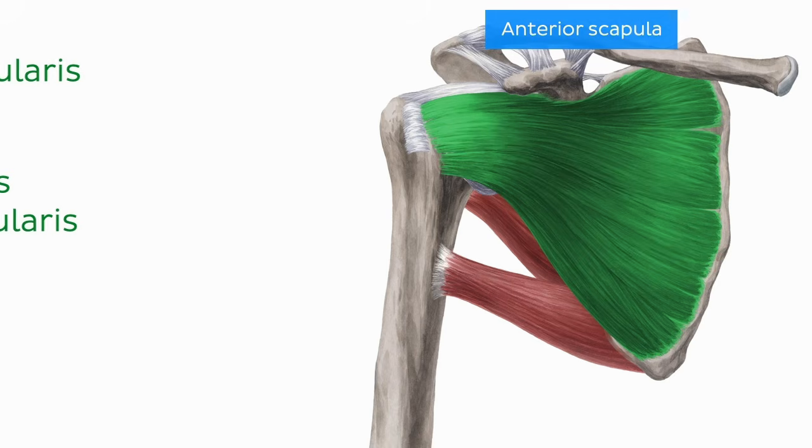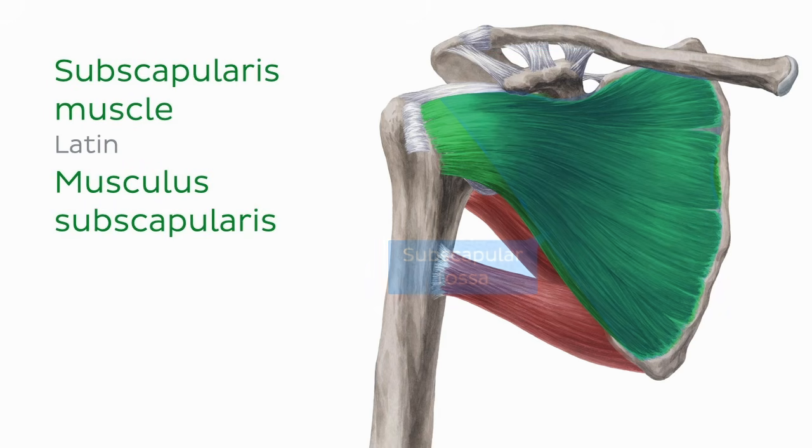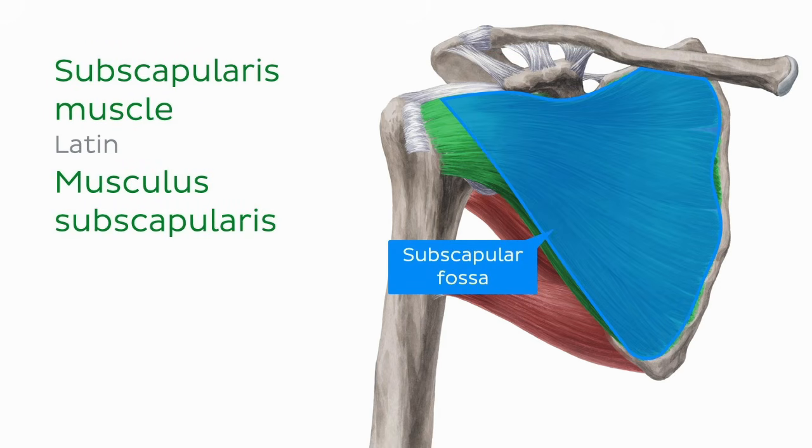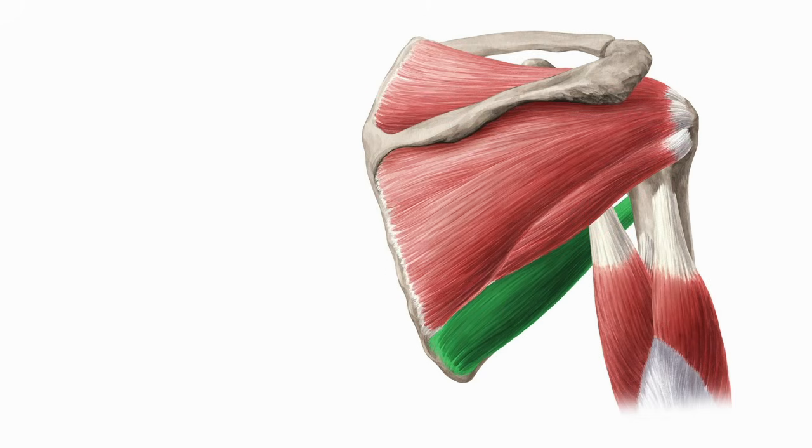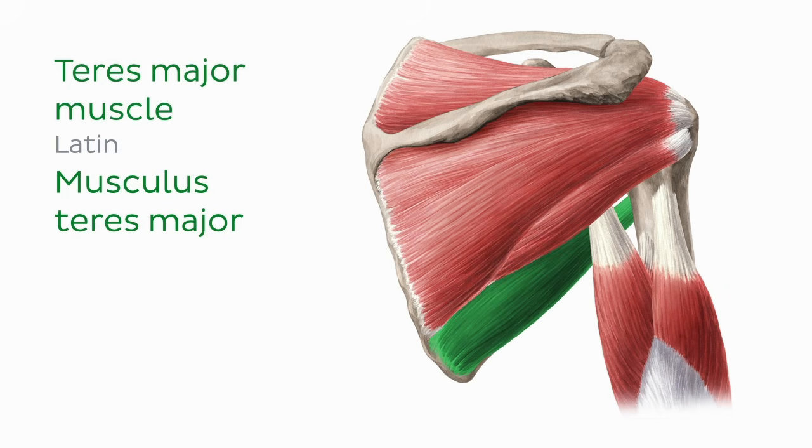Here we find the subscapularis muscle sitting in the subscapular fossa, hence its name. This muscle is the largest of the rotator cuff muscles and covers essentially the whole anterior surface of the scapula. You may have noticed that there is another muscle on the posterior surface of the scapula that we haven't mentioned yet. Sitting just inferior to the teres minor muscle, we meet the teres major muscle.